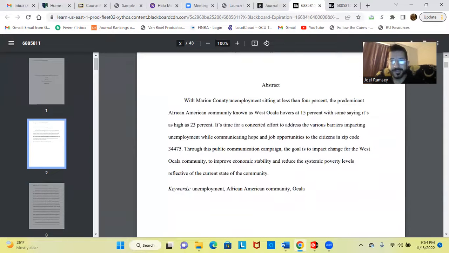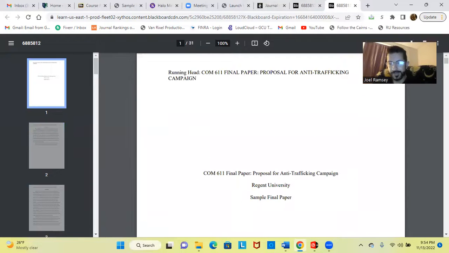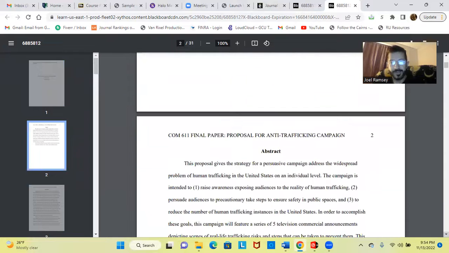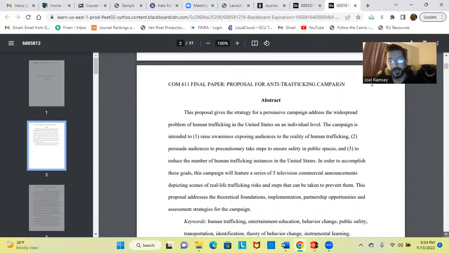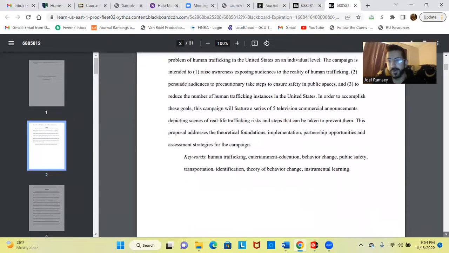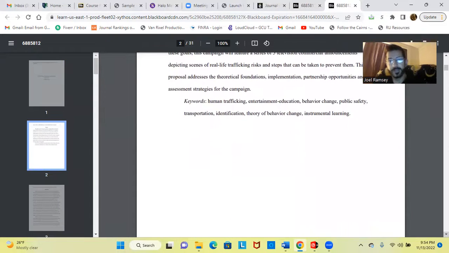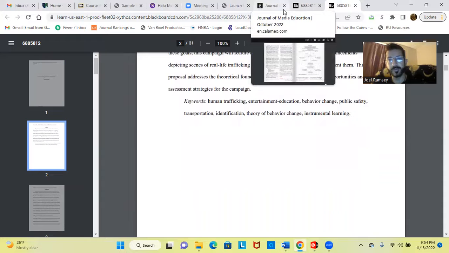The abstracts on both papers are, I believe, indented. They are. Abstracts are not indented. And abstracts are written last. You write your paper first, and then you write your abstract, okay? Keywords should reflect what is in your paper. Again, you can reach out to me and ask me for some ideas of things like keywords and whatnot, okay?